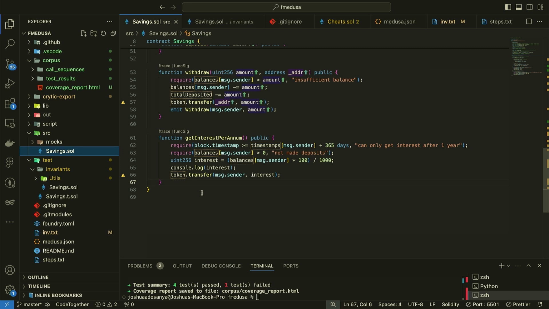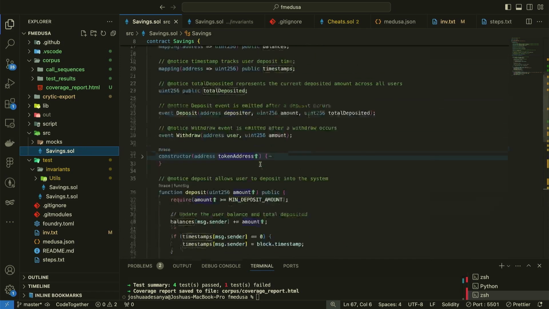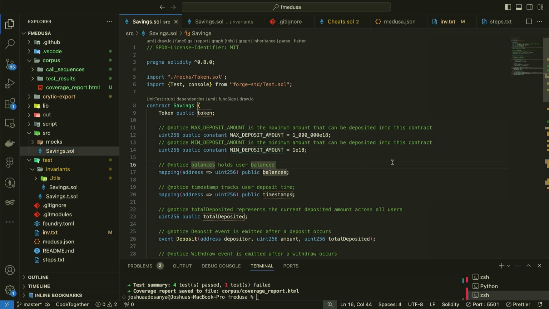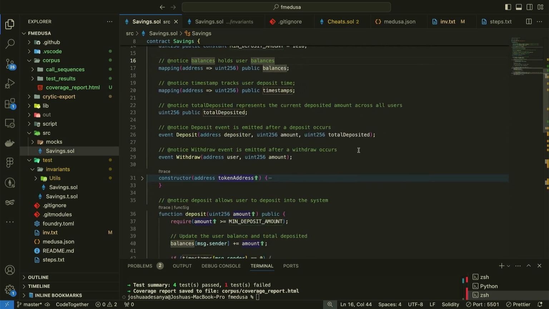Is that clear enough? You can deposit, you can withdraw, and then you can get interest per annum. And then we have a couple of interesting variables. We have a max deposit, like I mentioned before. We have a max deposit amount. We have a minimum deposit, and we have a couple of mappings. We have total deposited and so on.